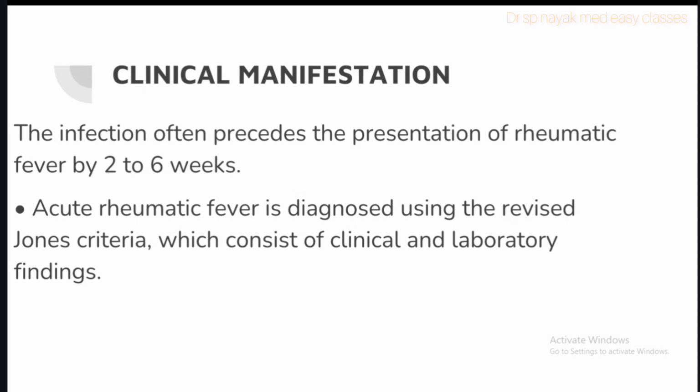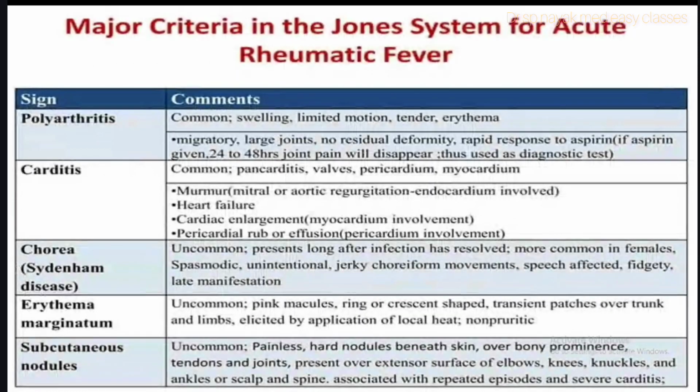So there are major criteria and there are minor criteria. What are the major criteria in the Jones system for acute rheumatic fever? The first one is polyarthritis. It is a common finding which includes swelling, limited motion, tenderness, and erythema. It is migratory. It affects large joints, leaves no residual deformity, and has a rapid response to aspirin. If aspirin is given, within 24 to 48 hours joint pain will disappear. Thus it is used as a diagnostic test. So polyarthritis is also called migratory polyarthritis.